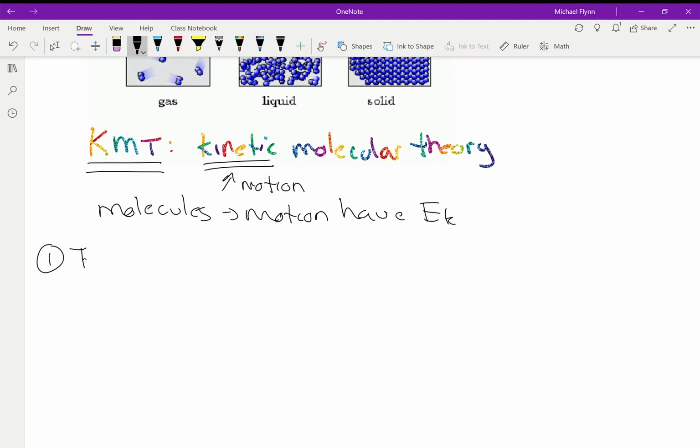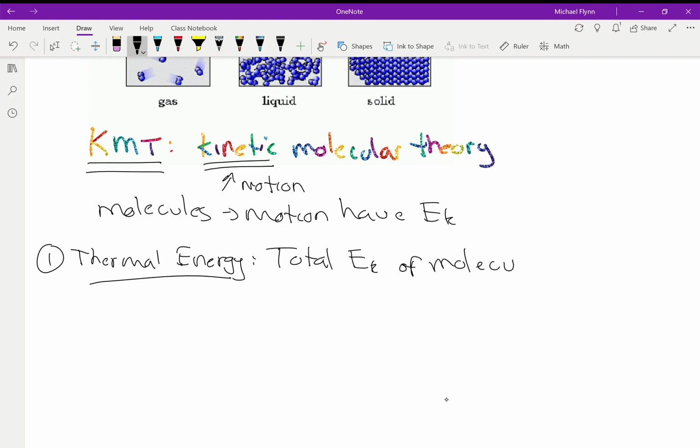Okay, so now let me define these terms. 1, thermal energy. Now I mentioned in the other video, thermal energy is the total EK of the molecules in a given substance. Okay, it's a total, okay?